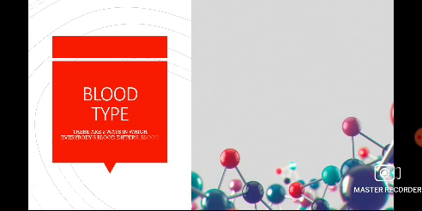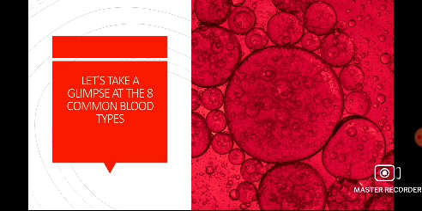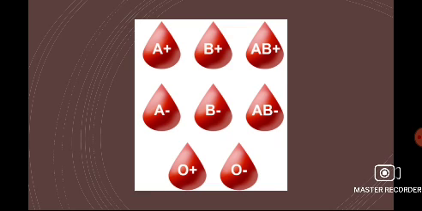Let's learn another topic, that is the blood type. There are two ways in which everybody's blood differs. Blood types are usually written as Rh positive, that is the sign of plus, and Rh negative, that is the sign of minus. Friends, let's take a glimpse at the 8 common blood types. These are the 8 common blood types. Let's read it. A plus, B plus, AB plus, A minus, B minus, AB minus, O plus, O minus.